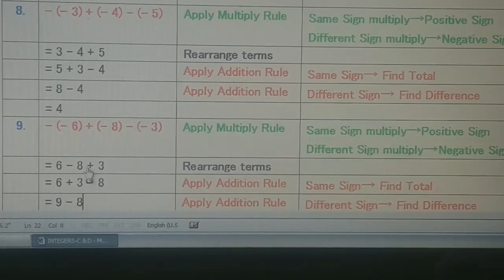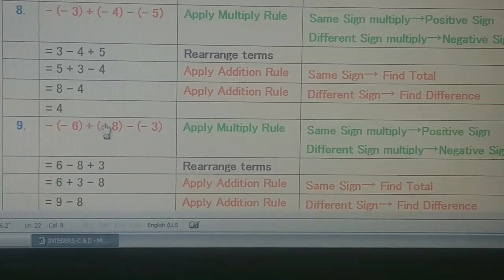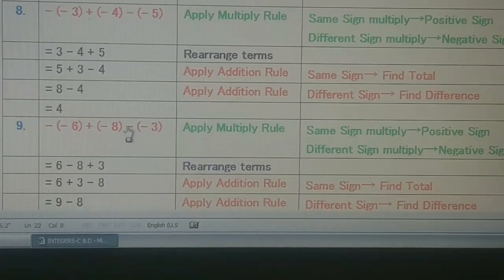So minus minus 3 will become plus 3, and plus and minus will become minus 8, and minus minus 6 will become plus 6. Whenever same sign, we write positive. Different sign, we write negative. So we get 6 minus 8 plus 3.